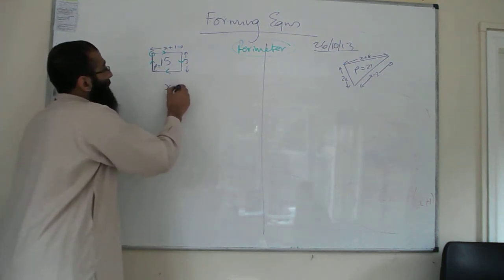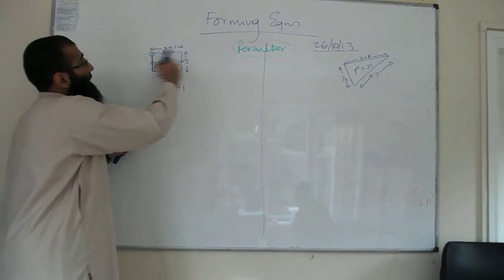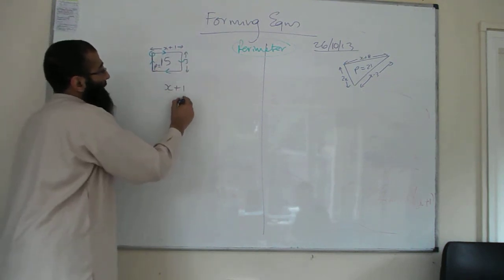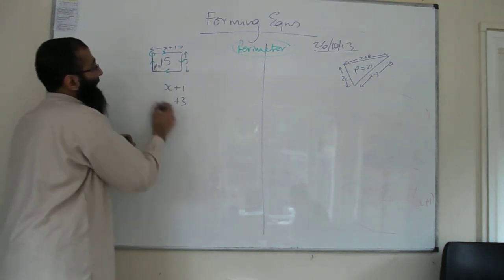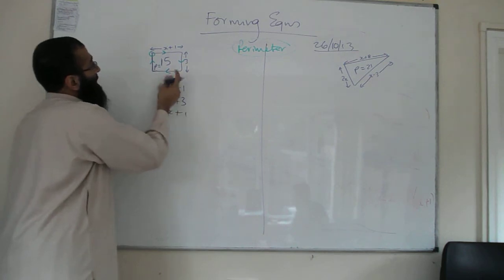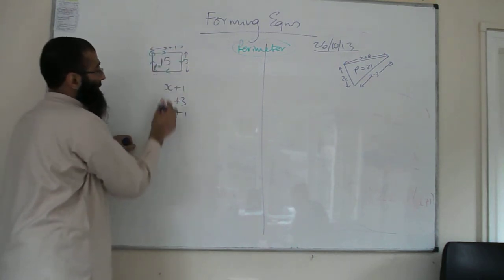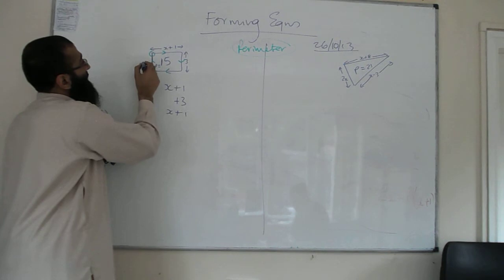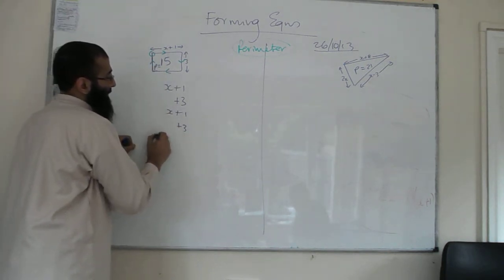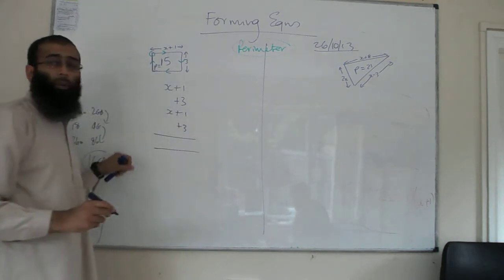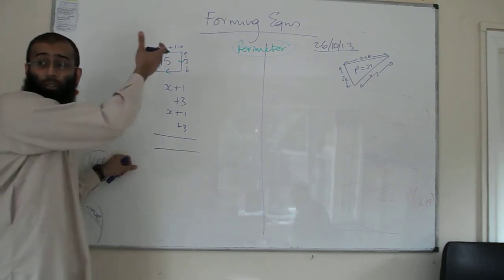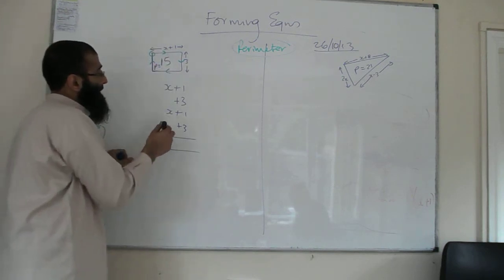So you have x add 1 is the first length, okay? We get to this corner, then we're going to add a 3, and then we add another x add 1. Because that's x add 1 there and x add 1 here. And then we add another 3. Now I've set it like this on purpose, so it's easier for us to add up all the numbers and add up all the x's.